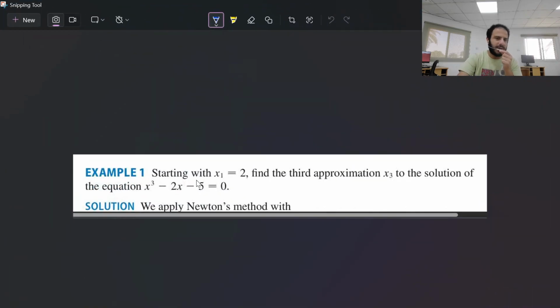So see here this example. We want to solve x cubed minus 2x minus 5 equals 0, okay? We have the value of x1. x1 equals 2. Now see here how to solve. You need to solve as I'm writing now, okay? So you write first the formula. This is the first step. You always write the formula: xn plus 1 equals xn minus f of xn over f prime xn. Good?